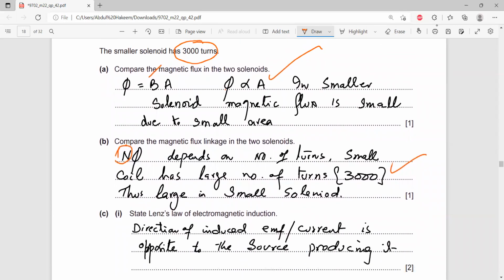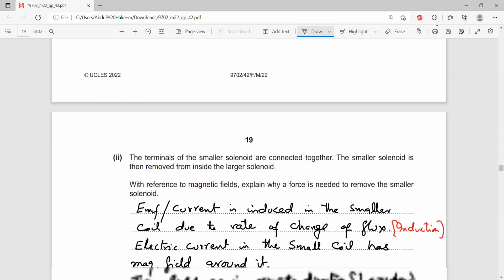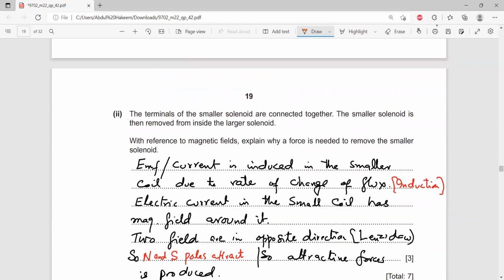The next is to state Lenz's law of electromagnetic induction. The direction of the induced EMF and induced current is such as to oppose the cause producing it. This is Lenz's law. Now the next part: the terminals of the small solenoid are connected together, meaning a short circuit. The small solenoid is then removed from inside the large solenoid. With reference to the magnetic field, explain why a force is needed to remove the smaller solenoid.